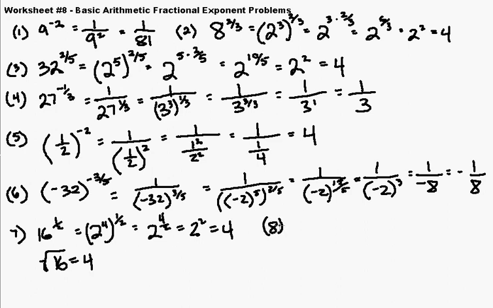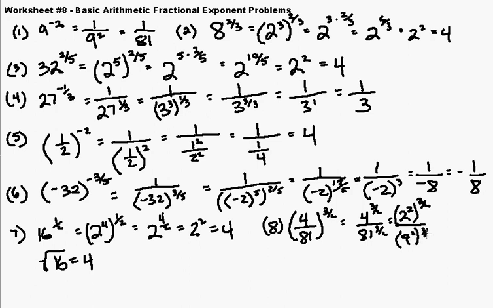And finally, number 8. Here we have 4 over 81 to the 3 halves, which is equal to 4 to the 3 halves over 81 to the 3 halves, which is equal to 2 squared to the 3 halves over 9 squared to the 3 halves. So that is 2 to the 6 halves over 9 to the 6 halves, which is equal to 2 cubed over 9 cubed, which is 8 over 729.